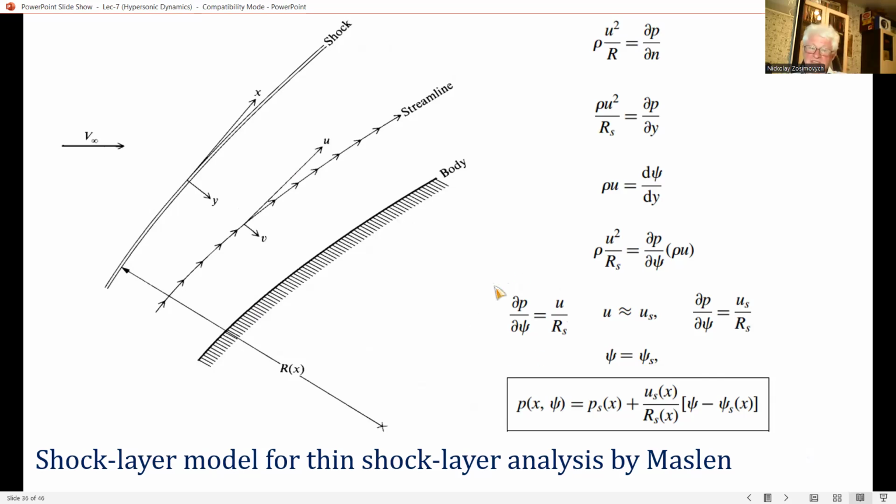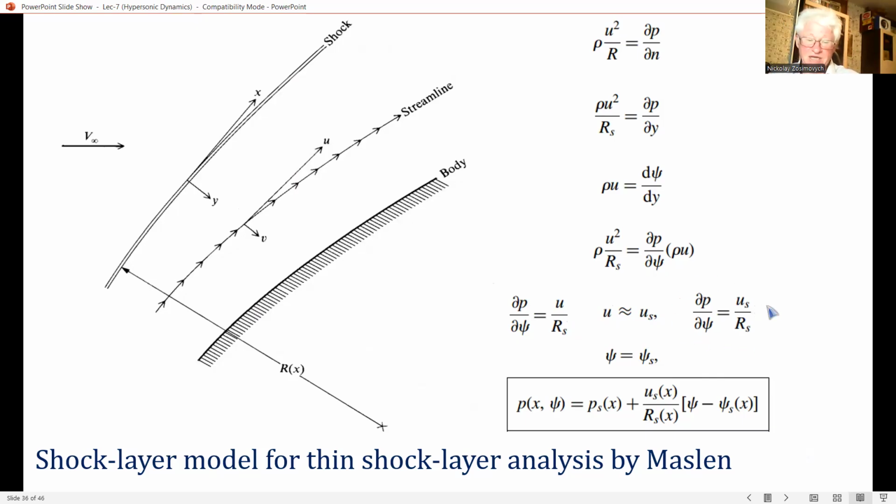Again, consider this a thin shock layer where all of the streamlines are essentially parallel to the shock. In this case, we may consider u nearly as u_s, the velocity just behind the shock. And thus, our equation on the left gives us the equation on the right. We have only different coefficients here in quantity.